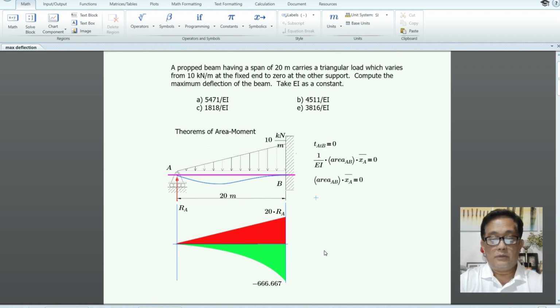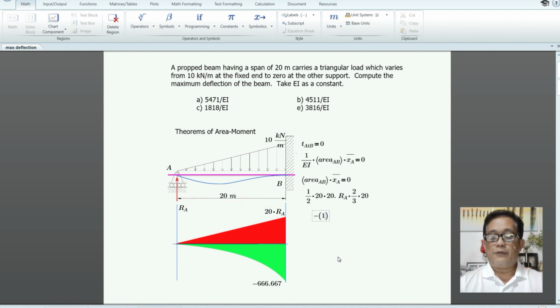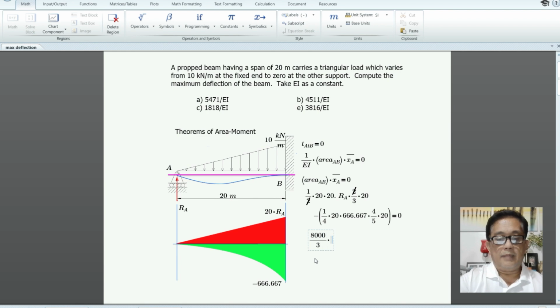So the left side of the equation is the moment of area of the moment diagram between A and B. Let's start with the red one. That's a right triangle, so the area is 1/2 times the base times the height, which is 20 times R sub A, times the moment arm from A, that's 2/3 of 20, minus 1/4 times the base times the height times the moment arm, which is 4/5 of 20, equals 0. So the first term is 20 times 20 times 20 over 3. We can cancel out 2. So 20 times 20 times 20 is 8,000. That's 8,000 over 3 times R sub A.